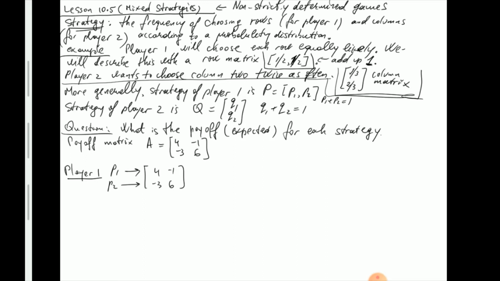Now, player 2 will respond with choosing either column 1 or column 2. Okay, what happens from the point of view of player 1 if column 1 is chosen? Well, then the payoffs are 4 and minus 3.